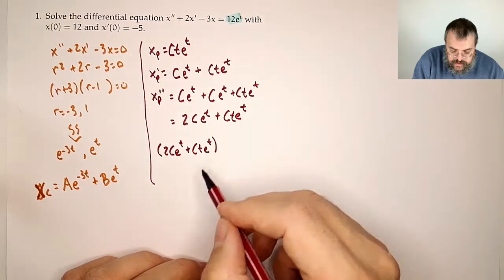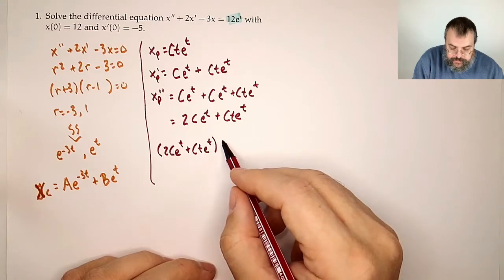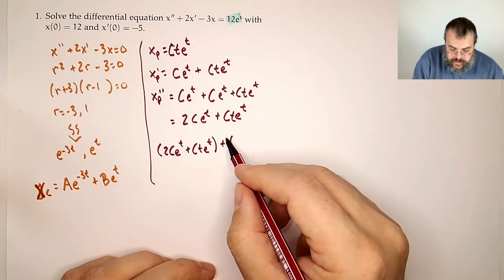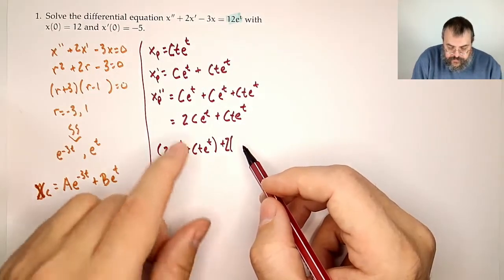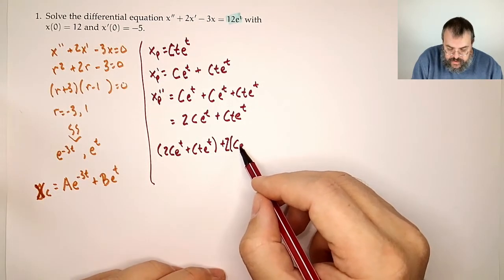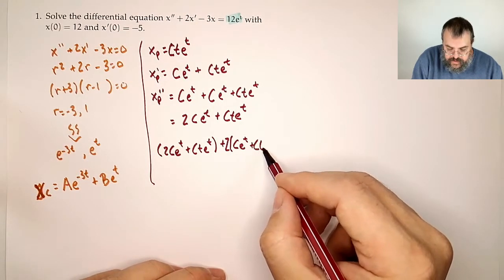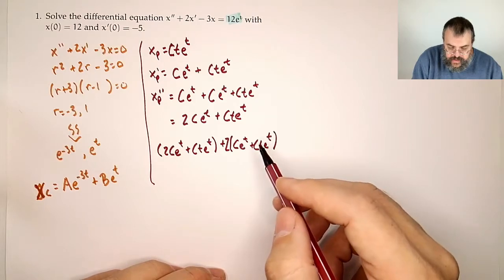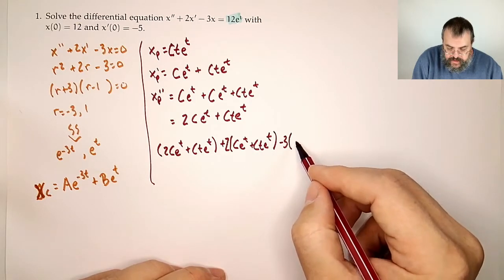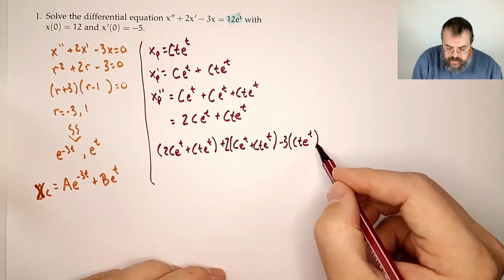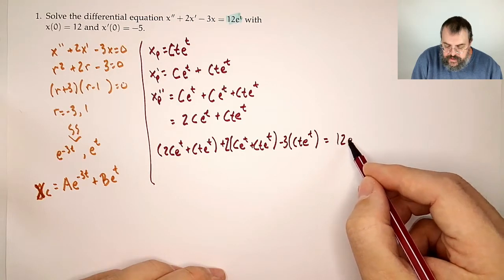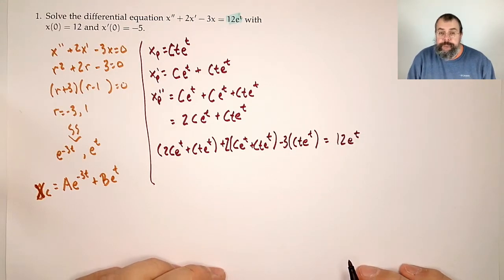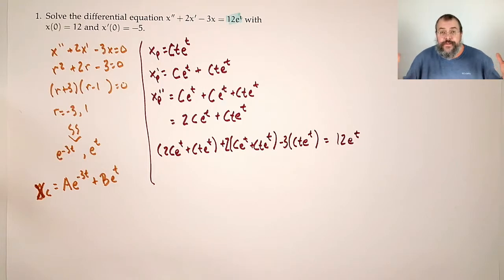Now plug in. So we're going to get our 2c e to the t plus c times t e to the t. This is our x double prime plus, there's a 2 times x prime, c e to the t plus c times t e to the t. And then there's a minus 3 c t e to the t, and that needs to equal 12e to the t. Okay, at this point, we start to gather.